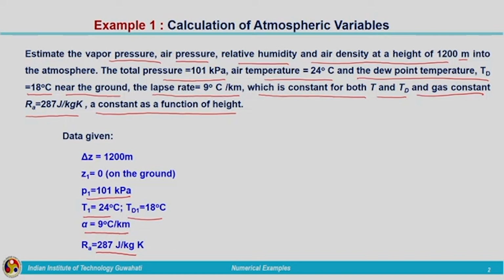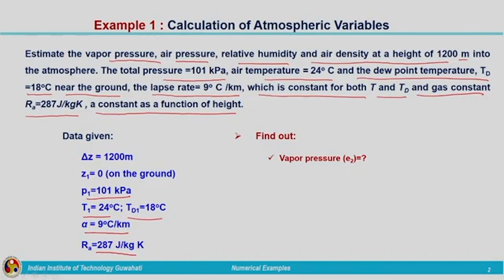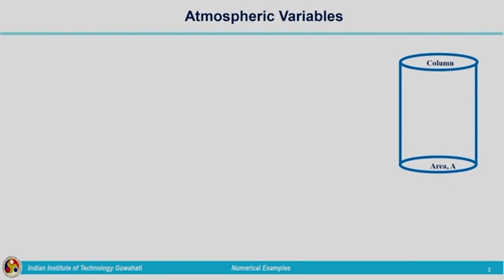Now, what all are the details which need to be calculated? We need to find out vapor pressure E2 at an elevation of 1200 meters, air pressure P2, relative humidity and air density at an elevation of 1200 meters from the ground surface. So, this is our atmospheric column which we have seen while deriving the expressions. We are having an area of A and at the ground surface we can consider as section 1 and at an elevation 1200 meters it is considered as section 2. So, Z1 equal to 0 and Z2 is equal to 1200 meters.